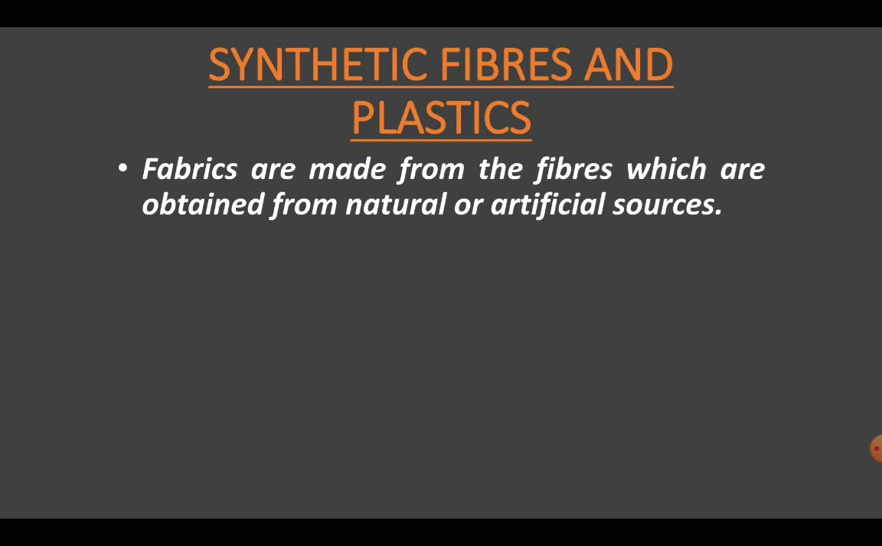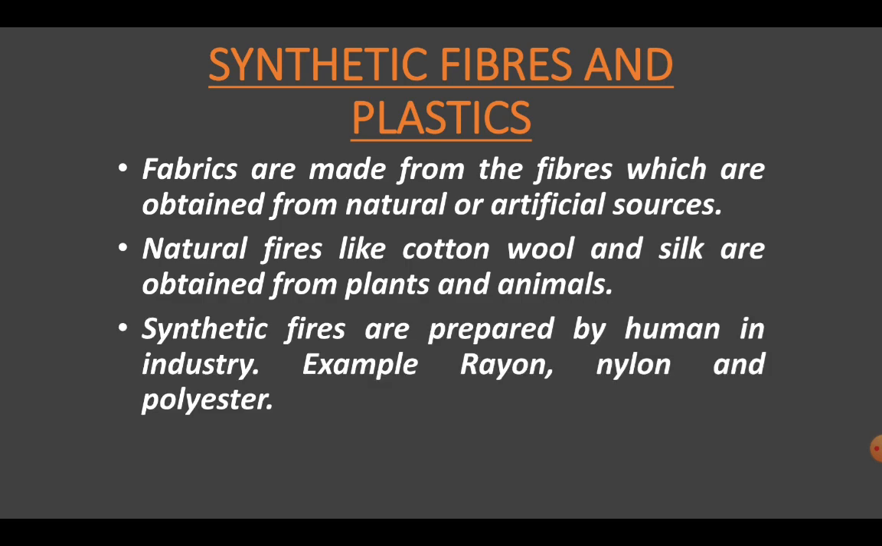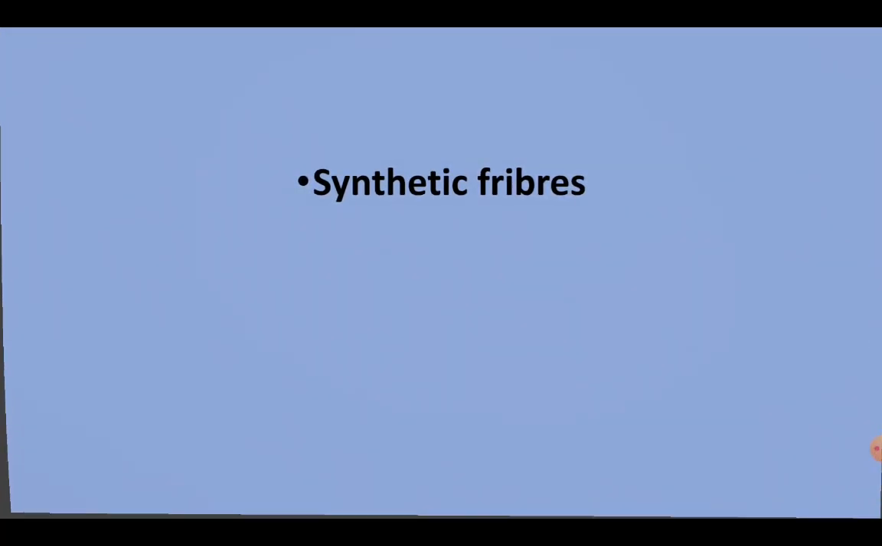Fabrics are made from the fibers which are obtained from natural or artificial sources. This we all know. Natural fibers like cotton, wool, and silk are obtained from plants and animals. And synthetic fibers are prepared by humans in industry, for example rayon, nylon, and polyester. Now let's see synthetic fibers.